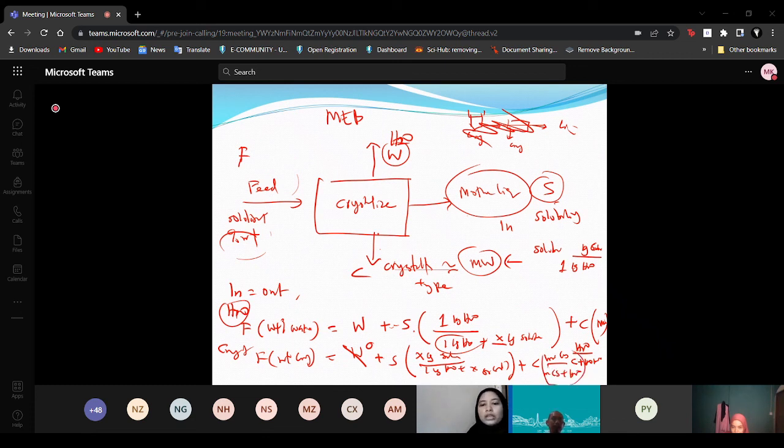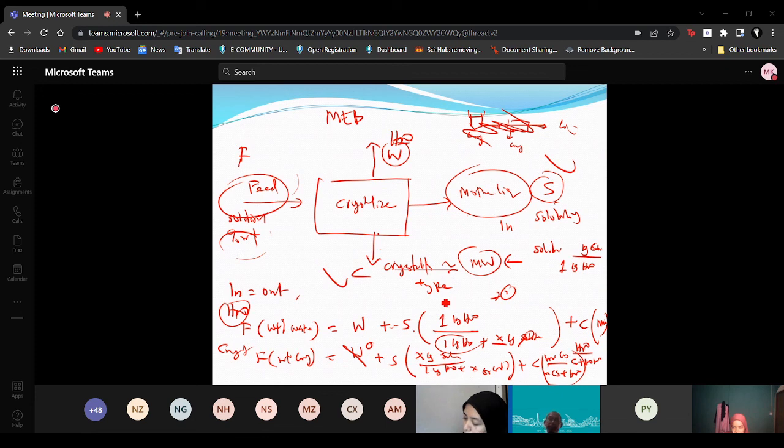So you have two equations, equation 1 and equation 2. You have to solve them simultaneously to get C or S or whatever, depending. Normally they will ask how much crystal you obtain, what the solubility is, or what feed maybe needs to be put in the crystallizer. So it depends.